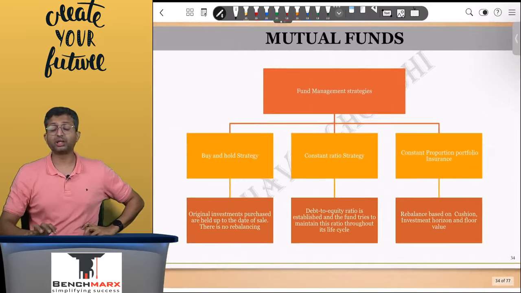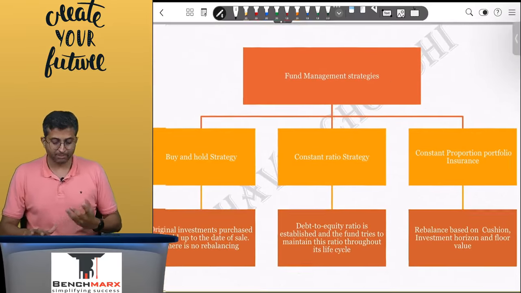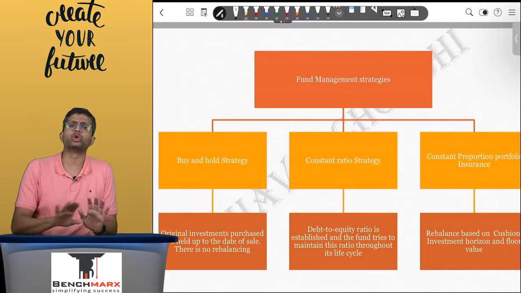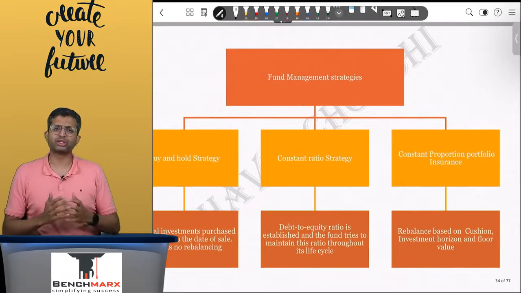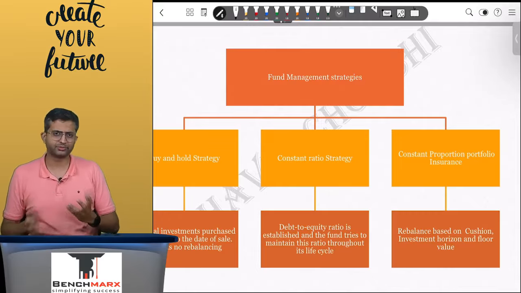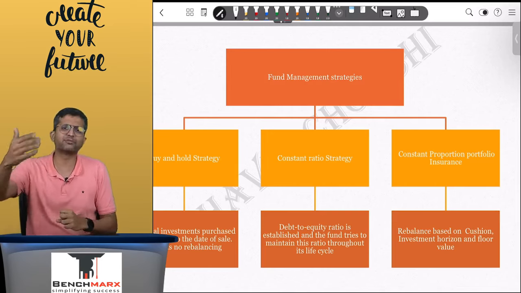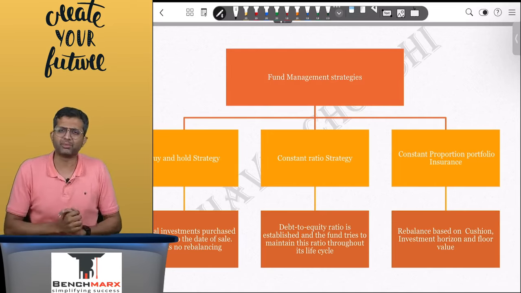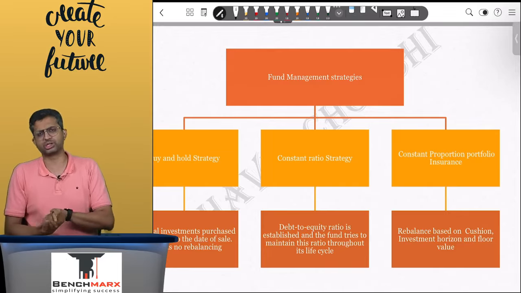There are certain fund management strategies. There are 3 strategies. One is the buy and hold strategy, whereby you will just buy the shares and you will hold them. You will not do any rebalancing. Then there is a constant ratio strategy, where let us say you have a dedicated ratio like a debt to equity ratio of 50:50, in which case you will keep on continuously rebalancing at specified time periods, let's say every month. If the balance changes dramatically, or beyond a threshold, you will keep on rebalancing. This is called a constant ratio strategy.